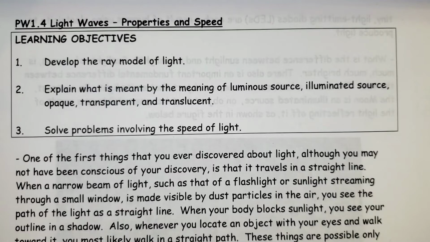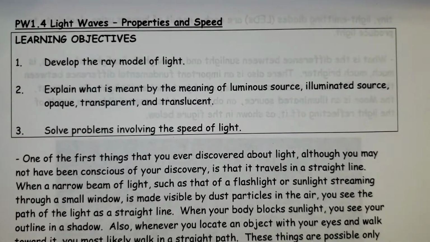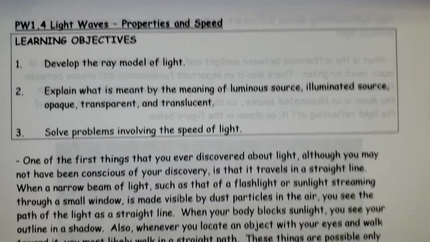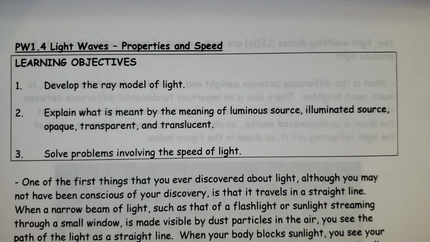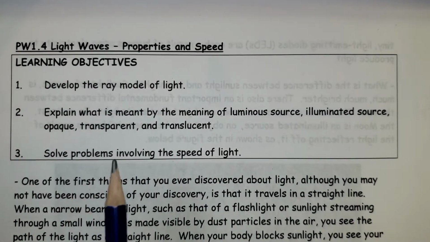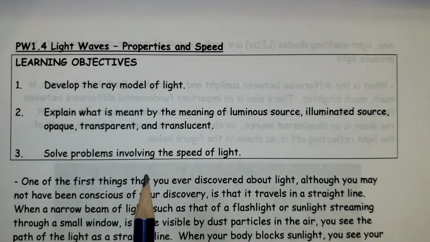Back to Physical Science 20. This is the PW1.4 section. So we've looked at waves in general. We looked at one-dimensional, such as on a slinky or rope, two-dimensional, dealing with water, and a little bit of three-dimensional, looking at sound. Now we look at light waves, properties and speed. So we looked at properties and speed of the other types.